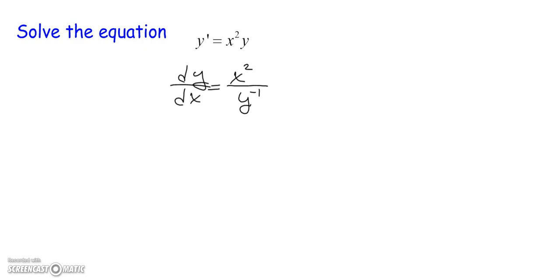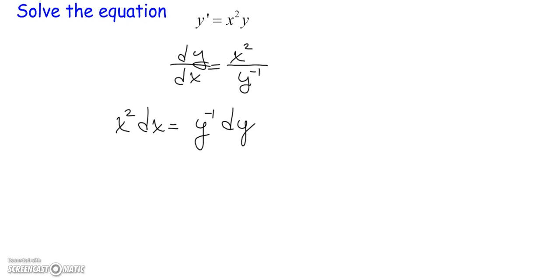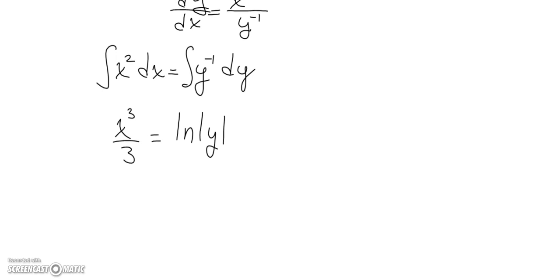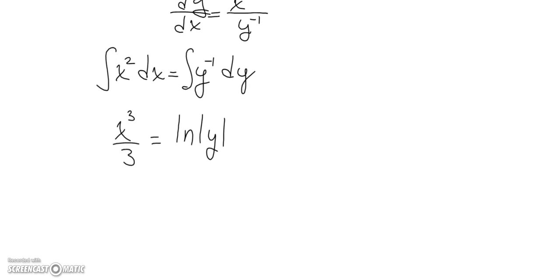All right, where are we going to go from here? x squared dx equals y to the negative 1. I get x squared dx equals y to the negative 1 dy. Looks good. Ln of y. So we integrate, and this becomes x cubed over 3 equals, what do we say here? ln, absolute value of y. That's the technical formula, and then the plus c. Yeah. Plus c.